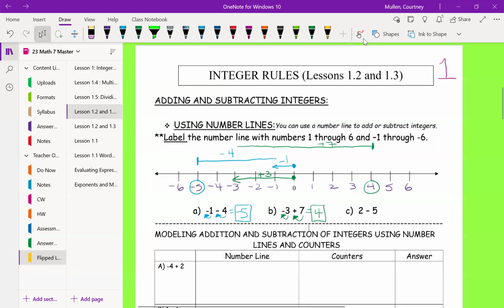One more example. Let's try together. C. What's the sign on the 2? Well, the 2 doesn't have any sign in front of it, so we assume it to be a positive. What's the sign on the 5? The 5 owns the sign in front of it, so the 5 is negative. So we're going to start at 0, and we're going to go 2 units in the positive direction. 1, 2.